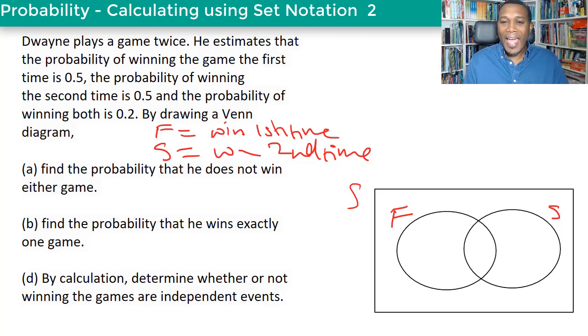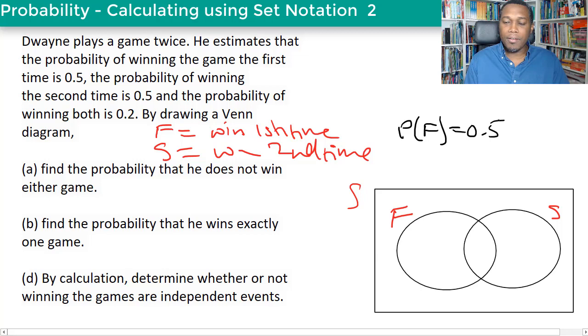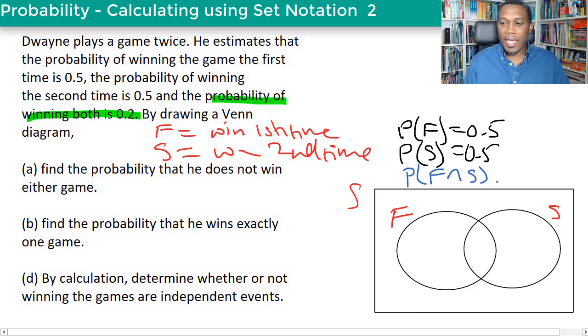Once we have that, then we can start building the probabilities, because from the information provided, what do we have? The probability of F is 0.5. We also know that the probability of winning a second time, so the probability of S, is 0.5. And then what other information do we have? We're told that the probability of winning both. And what does winning both mean? That's the overlap. That's the intersection. That's the probability of F intersection S. And we're told that's 0.2.